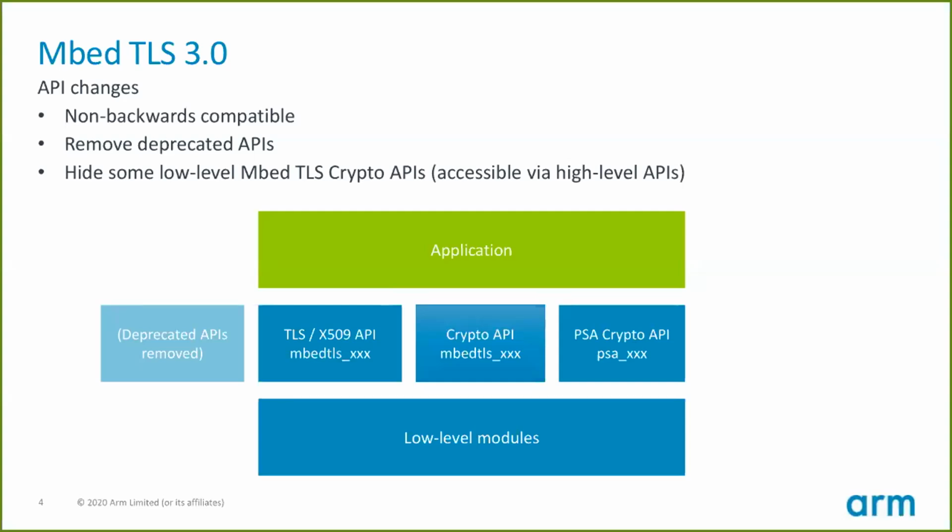So it's a non-backward compatible change. Deprecated APIs are going to be removed. Deprecated means that it's eventually going to be removed, and the major version change is when we remove all of them. Also, some APIs which are currently part of the public API are going to become private, so they will still be there in 3.0, but we will no longer commit to keeping them backward compatible. That will give us the freedom to modify them in future 3.x versions.